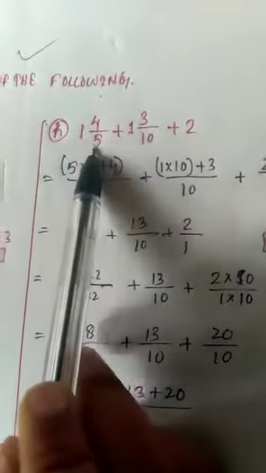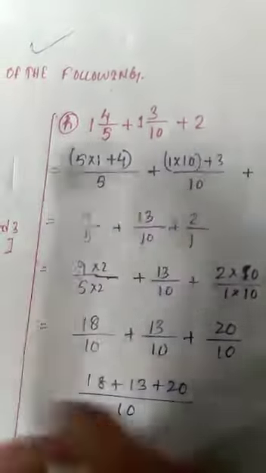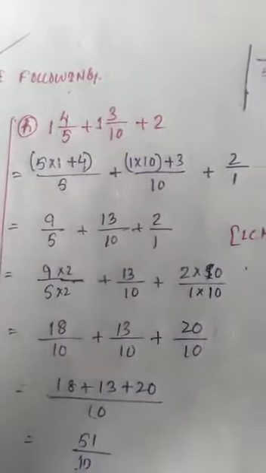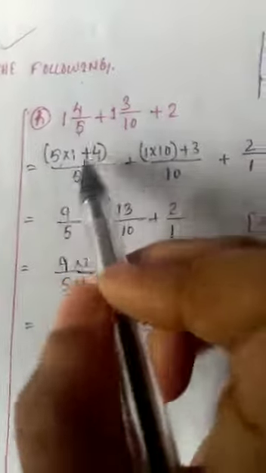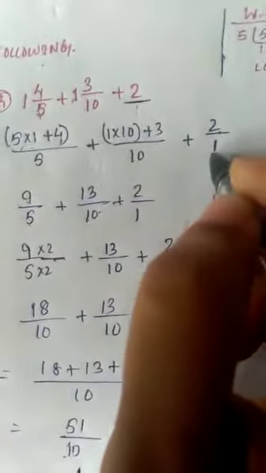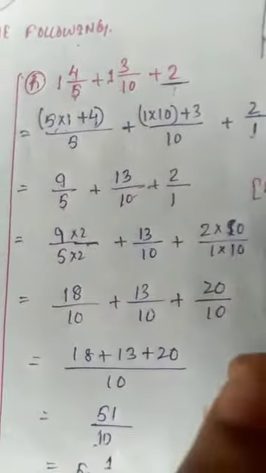So students, part H: 1 and 4 by 5 plus 1 and 3 by 10 plus 2. We have to add it. So at first, students, we have to make improper fractions. It's a mixed fraction. 5 times 1 is 5 plus 4, 9 by 5, and 10 times 1 is 10 plus 3 is 13 by 10, and 2 is down. How can we write it? We can take it as 2 by 1. So LCM of 5 and 10 is 10, as I have shown here.